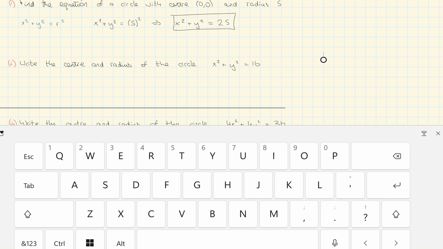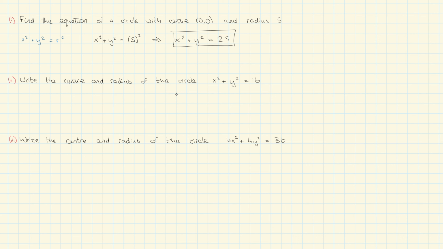That's that question answered. Part 2 then, we have write the center and radius of the circle x squared plus y squared equals 16. So we are working backwards this time. Because it's of the form x squared plus y squared equals r squared, I know that my center is 0, 0. So that's the first part answered. And then for the radius we get r squared equals 16, so radius would be root 16. So the radius is 4.